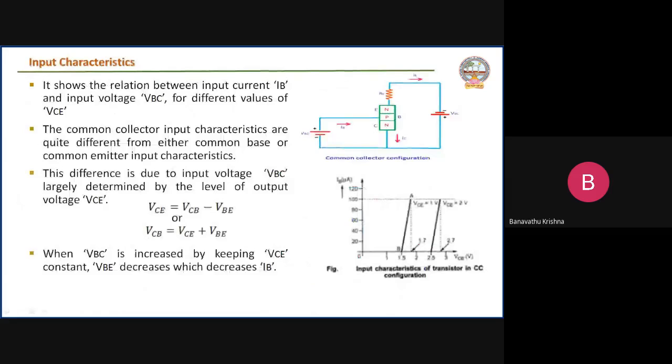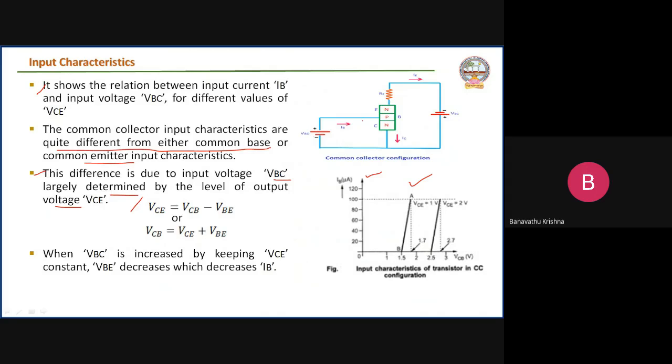Coming to the input characteristics, it shows the relationship between the input current IB and the input voltage VBC for different values of VCE. The common collector input characteristics are quite different from the common base or common emitter input characteristics. How is it different? The difference is due to the input voltage VBC being largely determined by the level of the output voltage VCE. So here VCE equals VCB minus VBE.